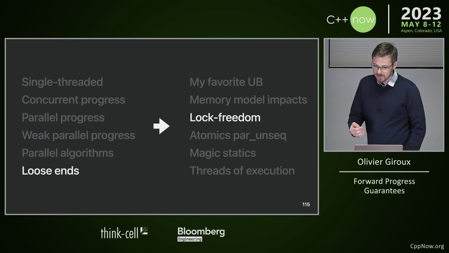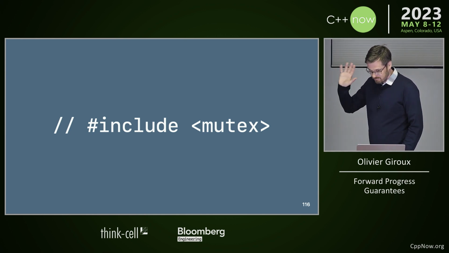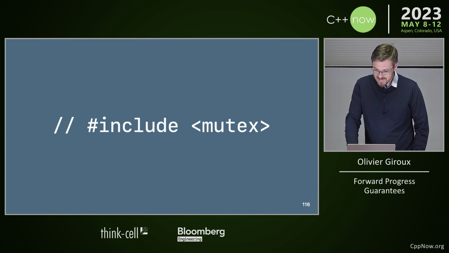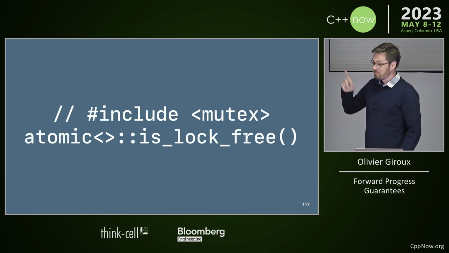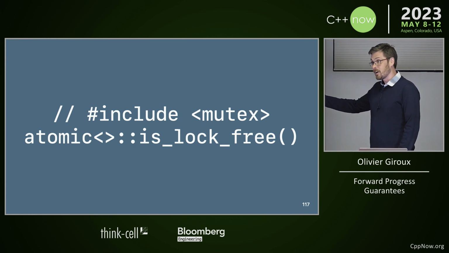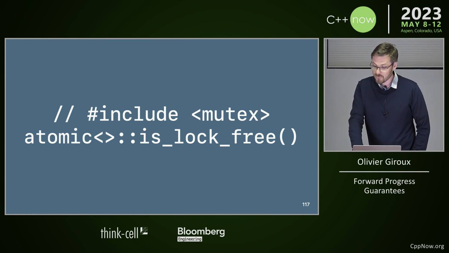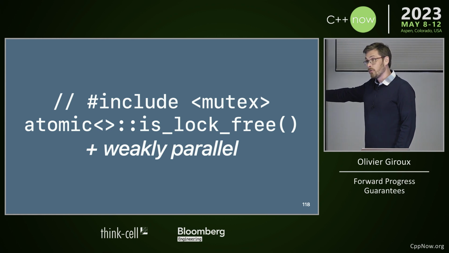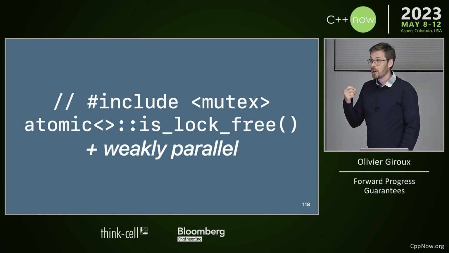So let's talk about lock freedom a little bit. Lock freedom is not just programs that don't include mutex, although it is that. It's also using atomics that are lock-free. But that's not enough. You're not writing lock-free code formally if you're using lock-free atomics and express an algorithm that is not lock-free itself. And by lock-free, I mean it's got to be conforming to the weakly parallel progress. All right, if you meet all these three conditions, you're writing lock-free code.